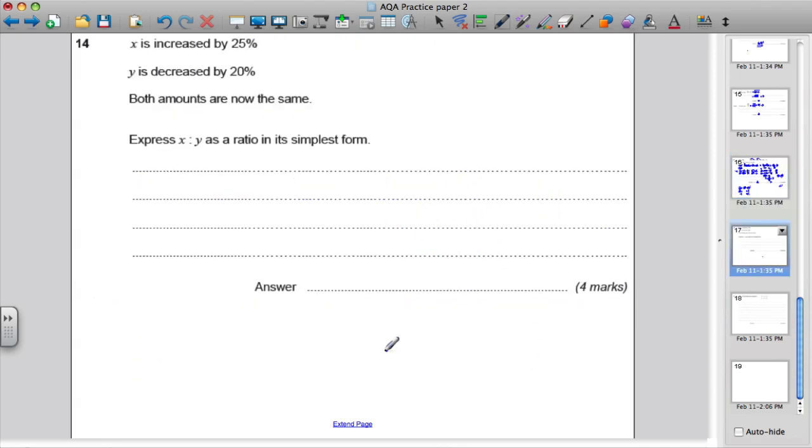Okay, question 14. X is increased by 25%. Y is decreased by 20%. Now the amounts are the same. Express X to Y as a ratio in its simplest form. Okay, so X is increased by 25%, so the decimal multiplier for that would be to multiply X by 1.25, so X goes to 1.25x. Y is decreased by 20%, so the decimal multiplier is to multiply by 0.8, so y goes to 0.8y.